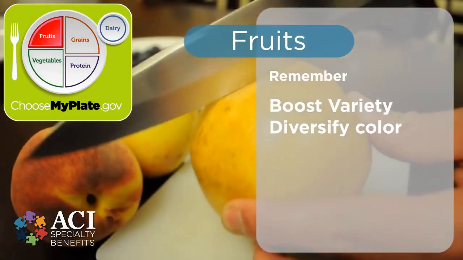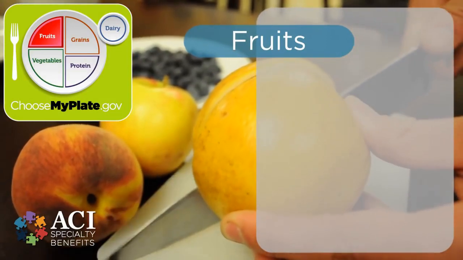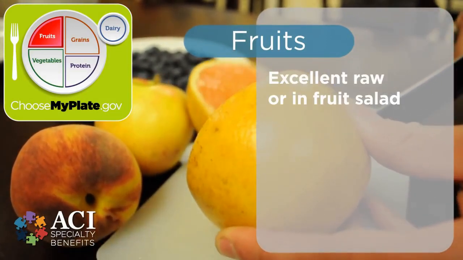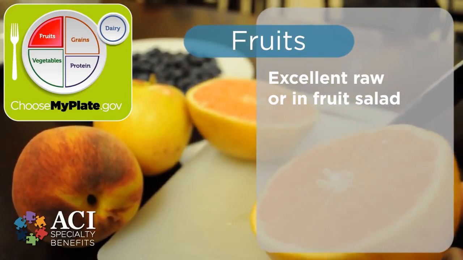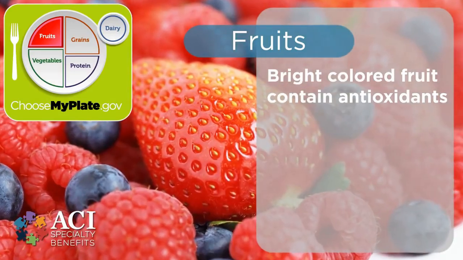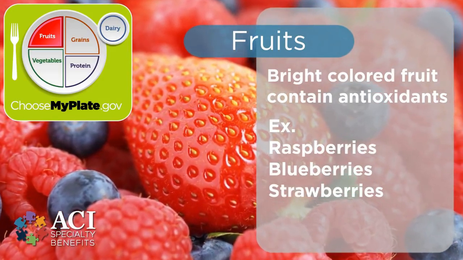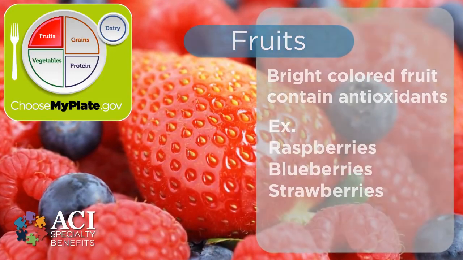With fruits, it's important to boost the variety and diversify the colors as well. They are an excellent standalone option to eat raw or cut up in a fruit salad, and they also act as an excellent complement to sweeten up a salad or entree. Brightly colored fruits such as raspberries and blueberries are also very high in antioxidants that work to inhibit the development of heart disease and certain types of cancer.